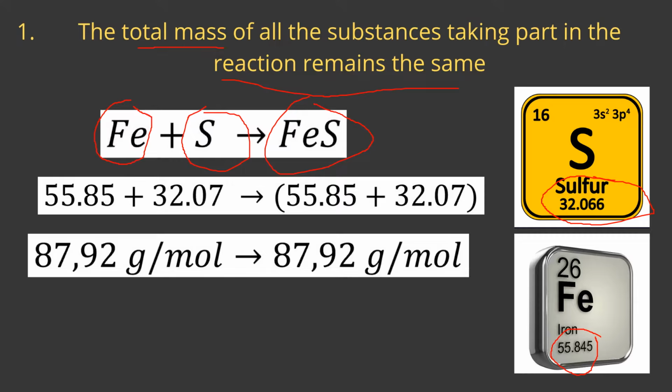So then we would say, okay, on this side we have the molar mass of iron, which is 55.85, plus the molar mass of sulfur, and it will give us 87.92. But even on this side, if you consider the compound like this, you will know that it's 55.85 plus, not multiply, plus 32.07, and then you still get 87.92. So that means that the total mass is conserved. The total mass of the substances taking part in the reaction remained the same. And this means that our equation is actually balanced. So that's one way to check if your equation is balanced.